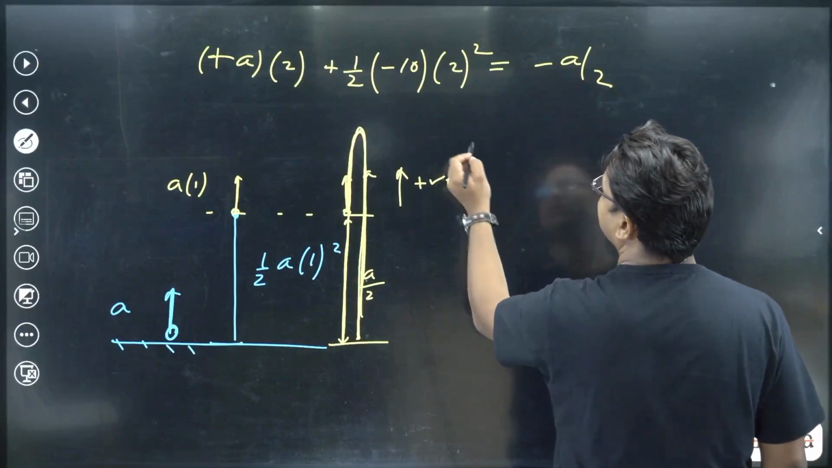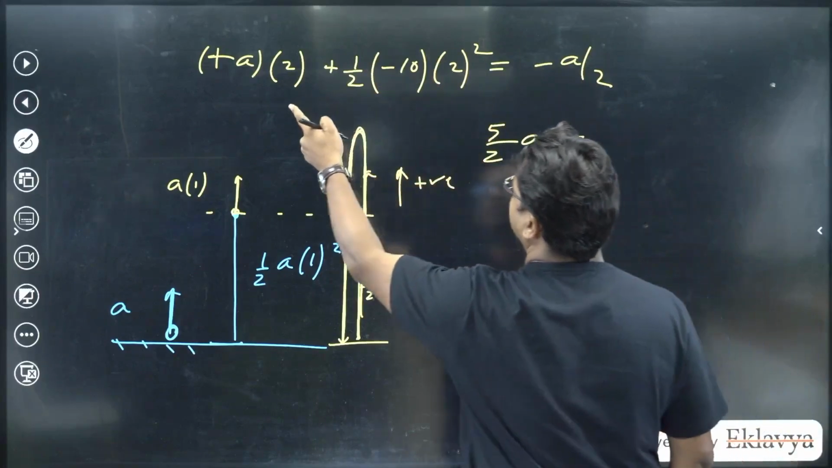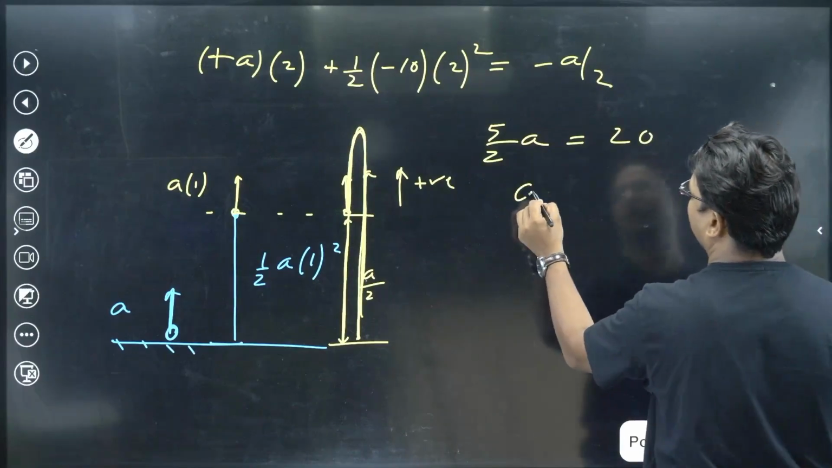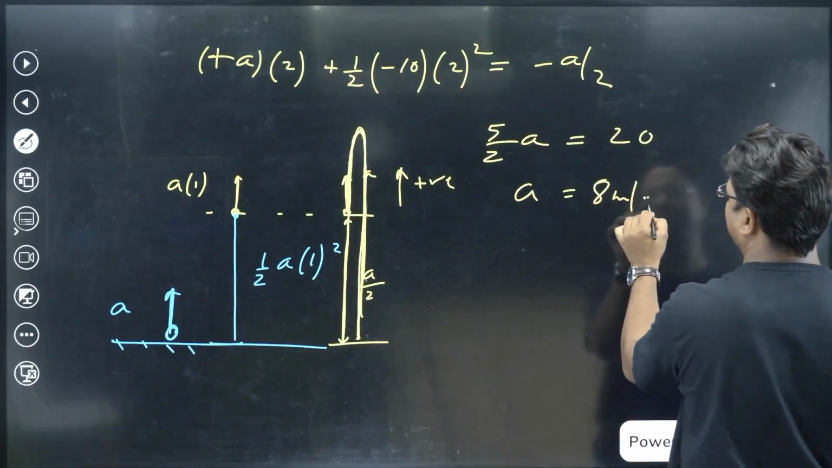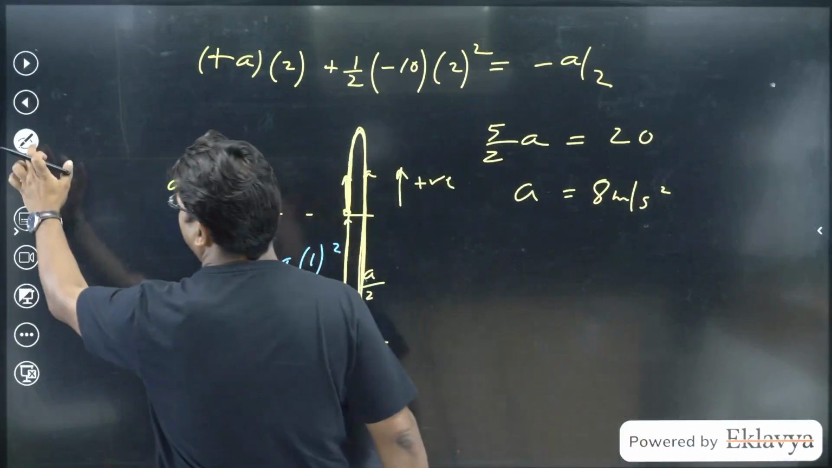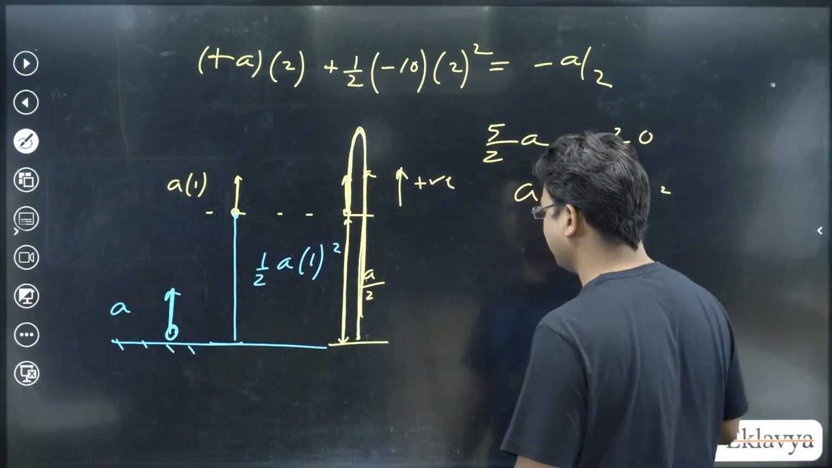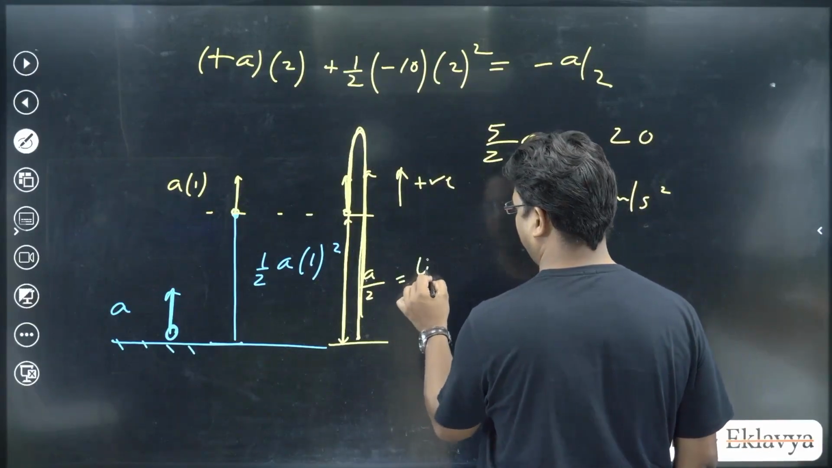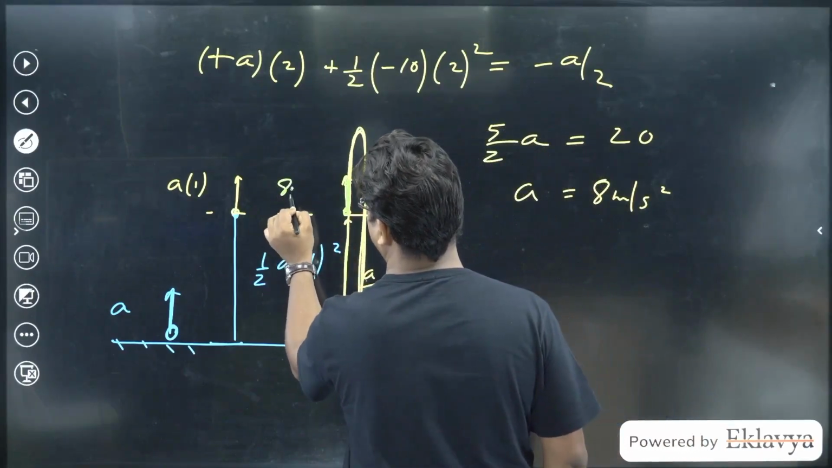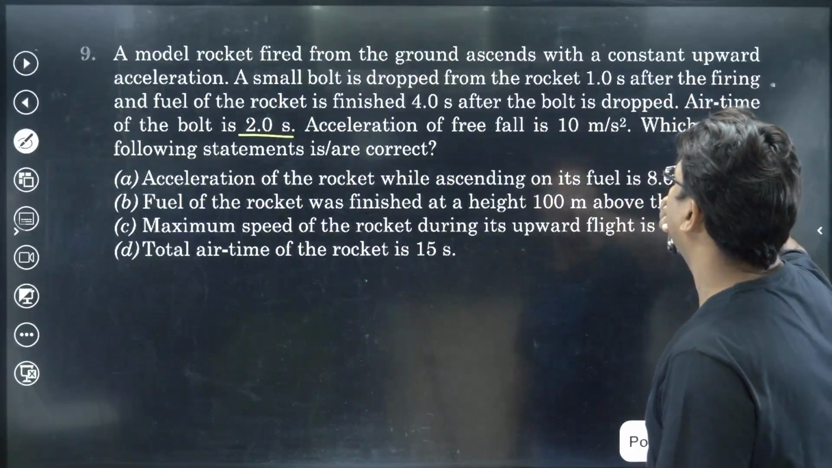So this equation will give us 5 by 2 a is equal to, I have taken this to the other side, this becomes 20. So a becomes equal to 8 meter per second square. Once you have the value of a, everything else can be easily calculated. For example, now we know that this height was how much? This height is 4 meters. Speed was how much? This was 8 meter per second. Also, not only this, the question says that we know the acceleration of the rocket.